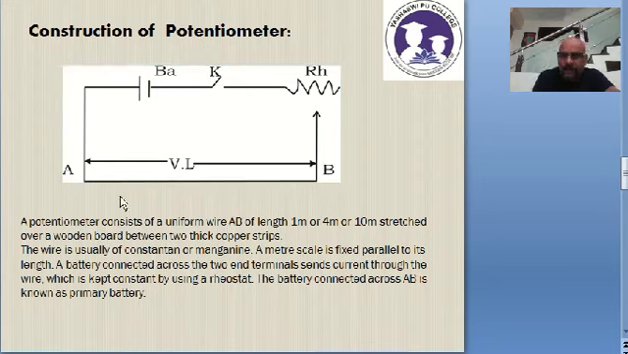Listen again. There is a wire whose length is 1, 4 or 10 meters. That wire is AB, and one end of the AB wire is connected to the positive terminal of the battery, and the negative terminal is connected to the key. From the key it is connected to the rheostat. Rheostat is a current controlling device; you can control the current in the circuit. And from the rheostat you have connected to the end B of the potentiometer wire.